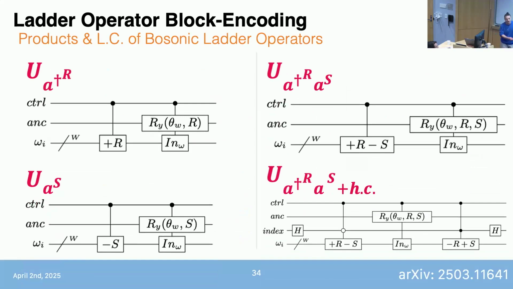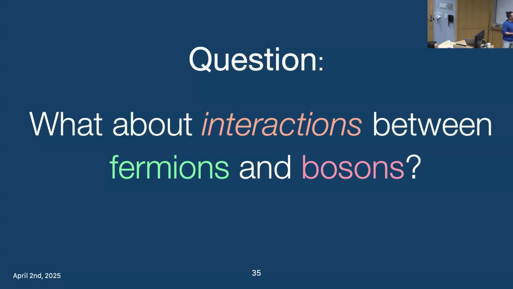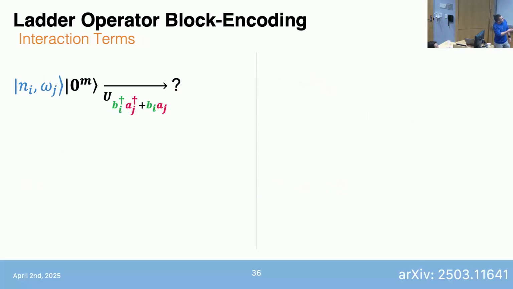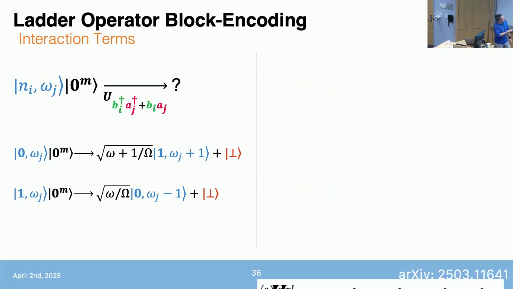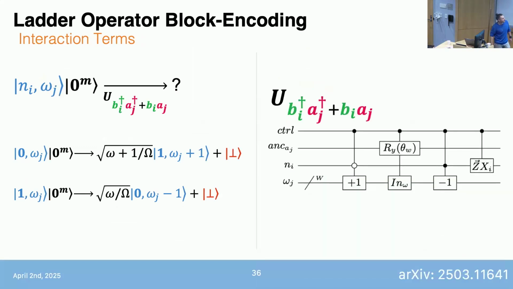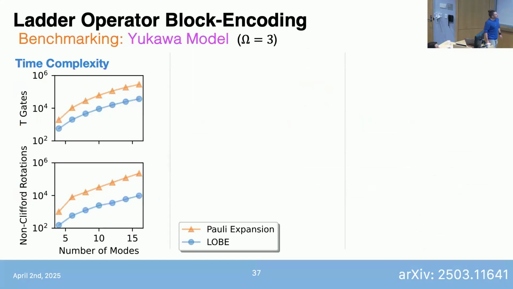But you can generalize these things to more complicated products and linear combinations of bosonic operators. You can also do interactions between fermions and bosons. So say you have an operator like this that kind of models a boson being destroyed and a fermion being destroyed or being created together. You can do those guys in tandem.